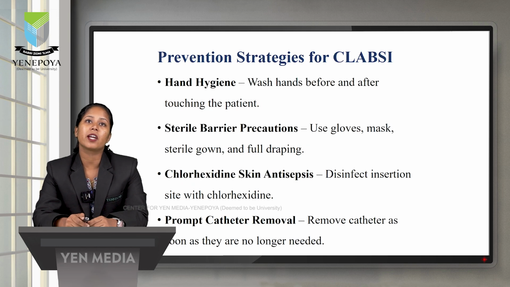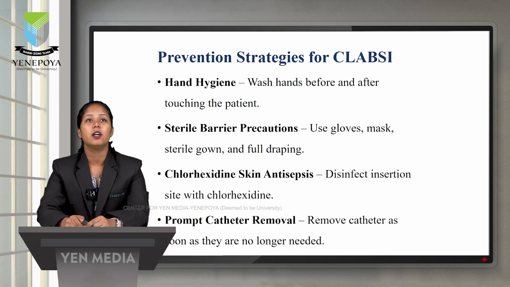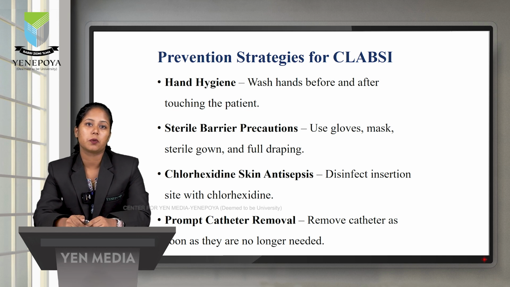Okay, so how can we prevent CLABSI? What are the preventive measures we have? First one is hand hygiene. As we work in a hospital setup, it is very important to practice hand hygiene. Wash hands before and after touching the patient. Whenever you are touching the patient, before and after, whenever you are performing any sort of procedure, make sure you are performing hand hygiene properly, so that you are not transmitting any infection from one person to another person.